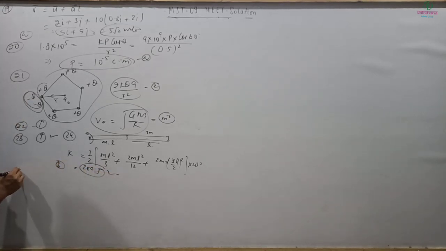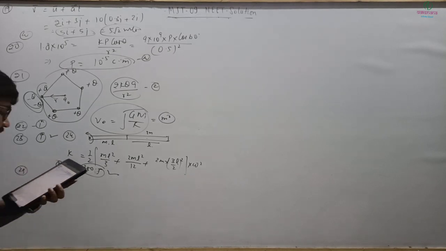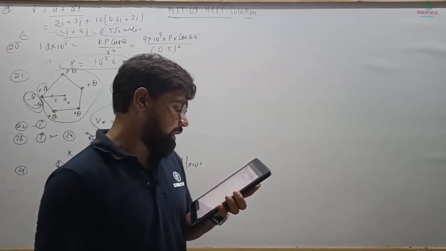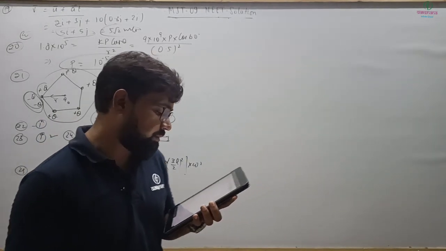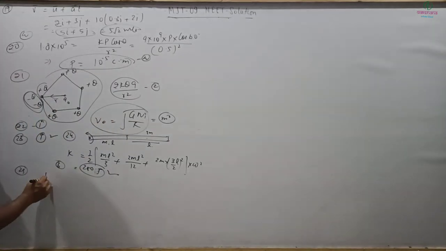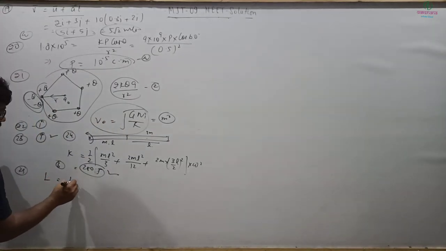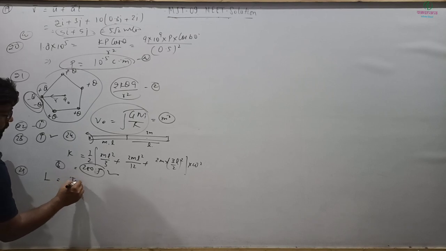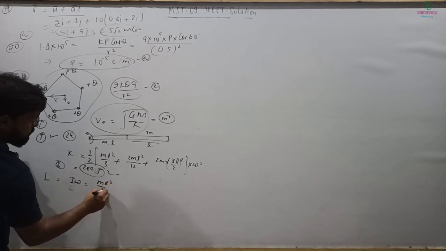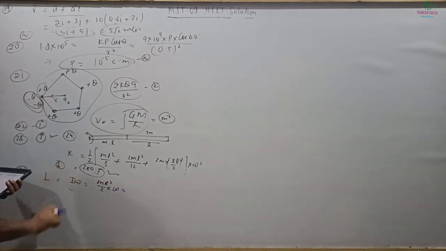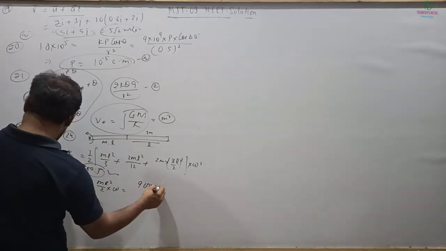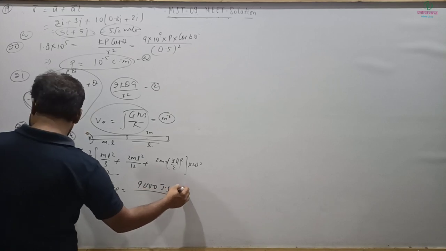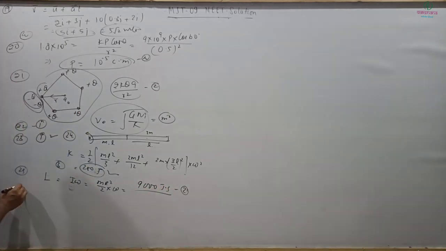Next question number 25. A disk of mass 40 kg and 3 meter radius rotates about its axis with angular speed of 100 radian per second. What is the angular momentum of the disk about its axis? Angular momentum L is equal to I omega. I is m r square by 2, into omega. Everything is given, just substitute and solve. It's about 9,000 joule seconds. Matching with option number 2. Question number 26.